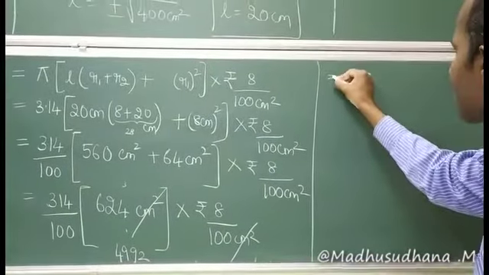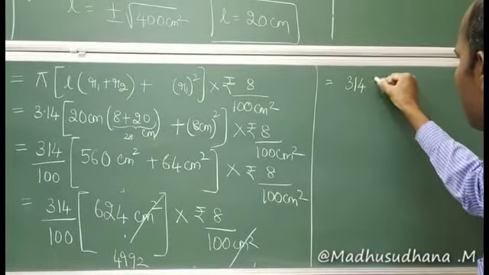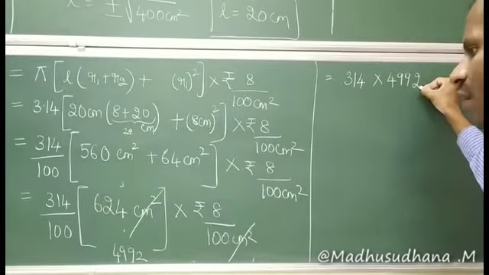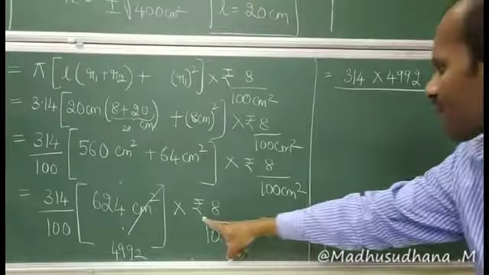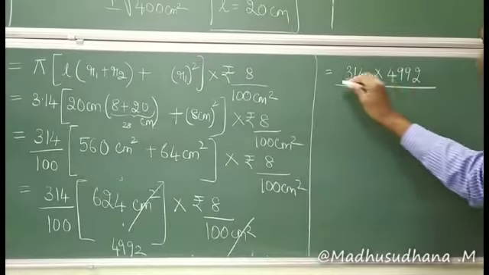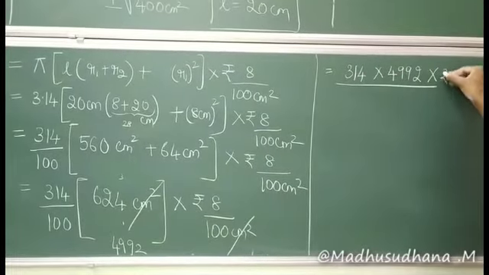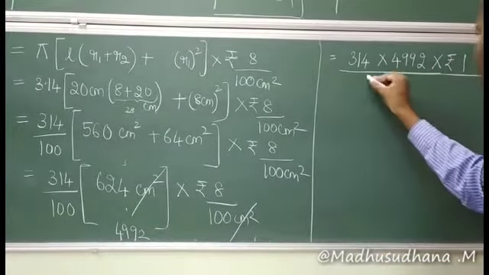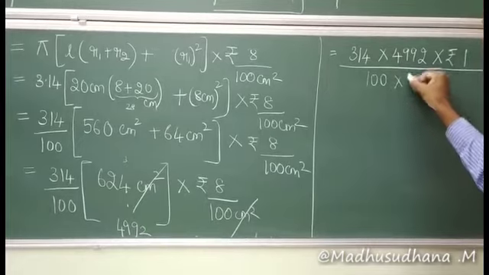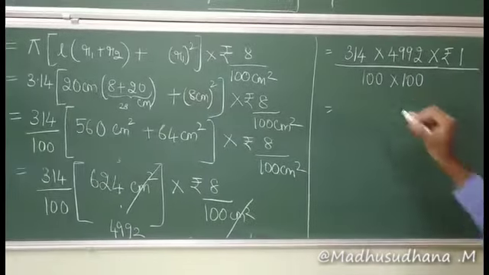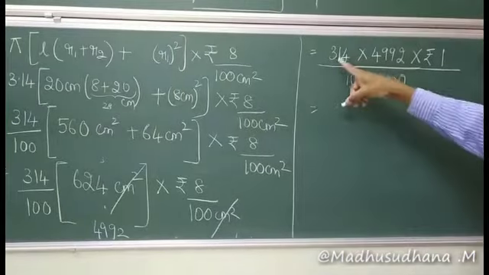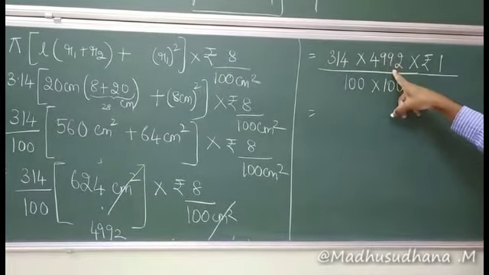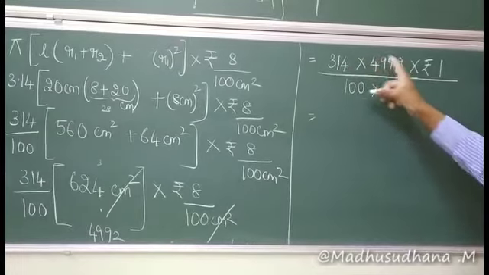So this is equal to 314 multiplied with 4992, whole divided by 100 multiplied with 100. What is the unit here? Rupees. So we have rupees here. Followed it? So how to multiply this now? 314, please understand here again. 314 2s are, so you will get 2 4s are 8, 2 1s are 2, 2 3s are 6.